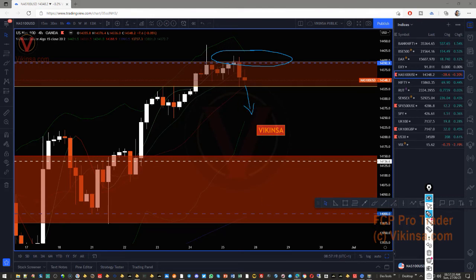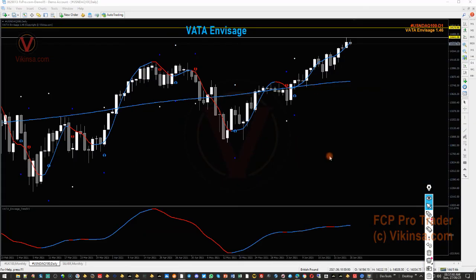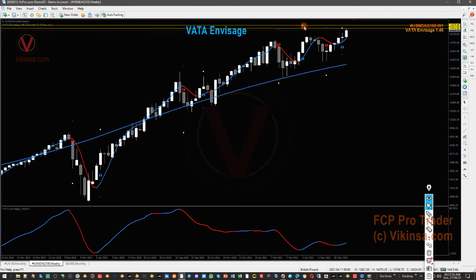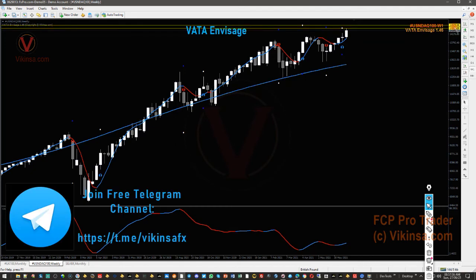Okay, let's look at it on WhatEnvisage as well. In our Telegram group, I mentioned these two levels, 14,441 and then 14,579. These two levels were given by WhatEnvisage because of these white dots here, and the market can still go a little bit higher to 14,579 because this target is still open, but it has reached this first target, and that's why it is showing us a little reaction.